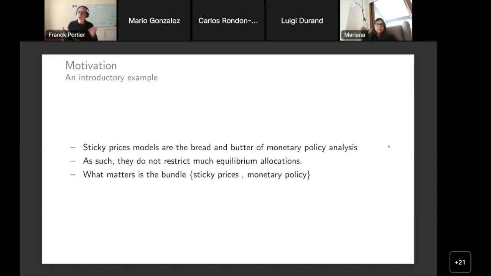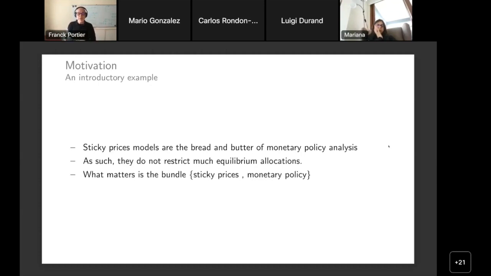But something which is, I guess, known, but let me repeat it, is that by itself, the fact that prices are sticky is not imposing a lot of restrictions on equilibrium allocations, right? Because for the very reason that money matters once prices are sticky, what pins down allocation properties is really the bundle of sticky prices on the one side and monetary policy on the other side. So if you want to know what a model is producing, it's not enough to know that prices are sticky. You also need to know what monetary policy is.